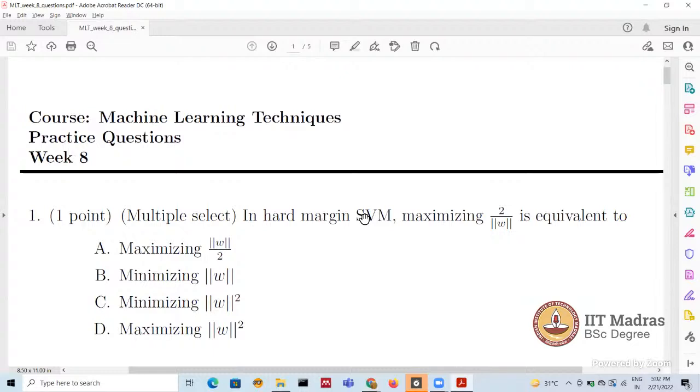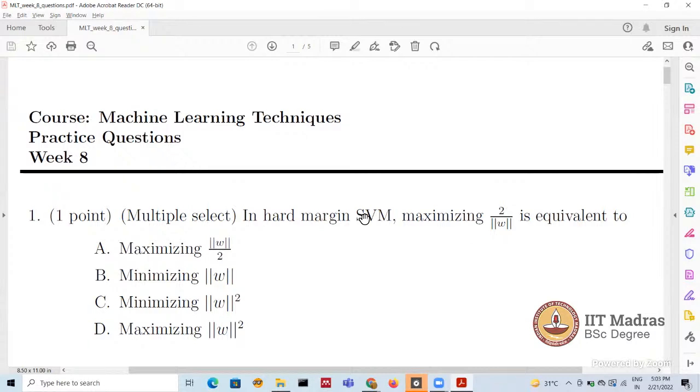Norm of W square, right? That's one I can think of. Minimizing, maximizing. Yes, it's minimizing. If 2 by norm W is maximizing, then W square will be minimizing. So C is correct. Also, if you minimize this W only, then you are going to maximize it. So the answer is B and C.